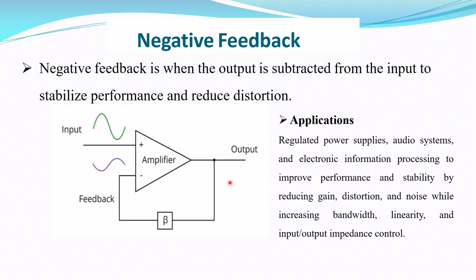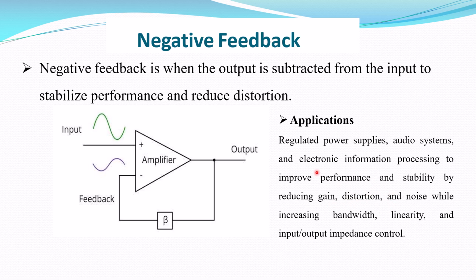So this is the main function of the negative feedback amplifier. A few applications of the negative feedback amplifier are regulated power supplies, audio systems, and electronic information processing, mainly for improving the stability of the circuit, reducing the gain, and reducing the distortion and the noise.